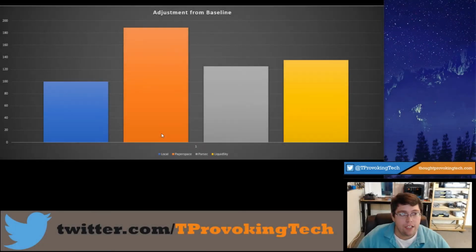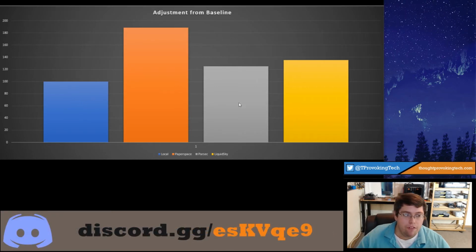All right, so this next graph is actually an adjustment from the baseline. So I've set my local to be equal to 100%, and then I've adjusted each of these results from that baseline. So you can see here the next quickest from the baseline is the Parsec client.